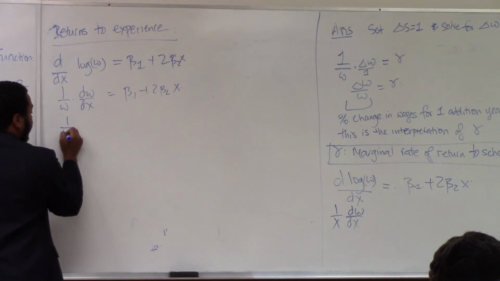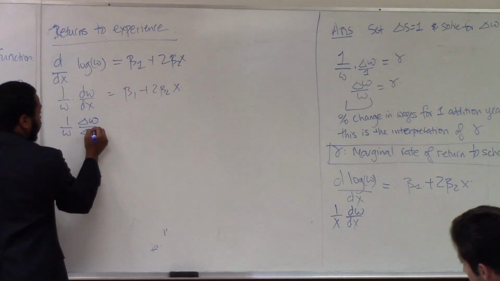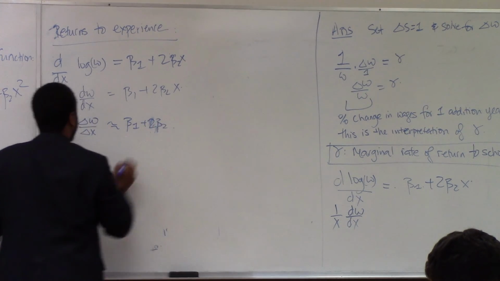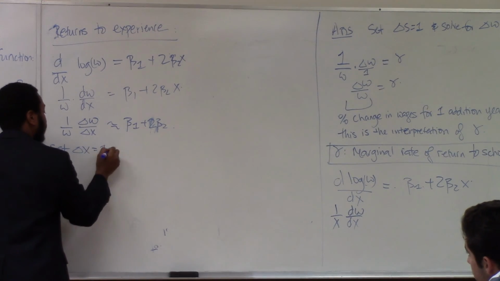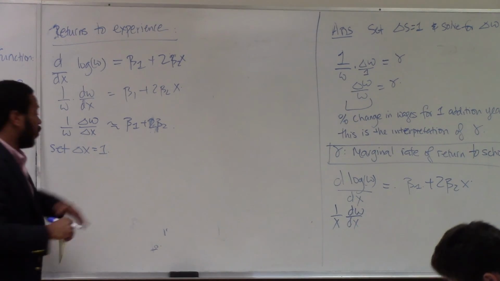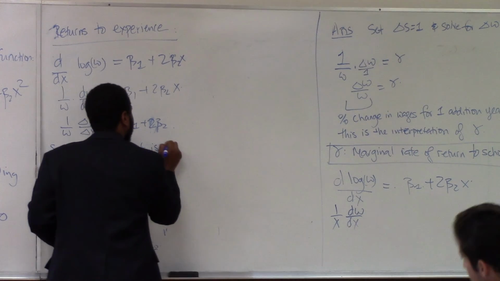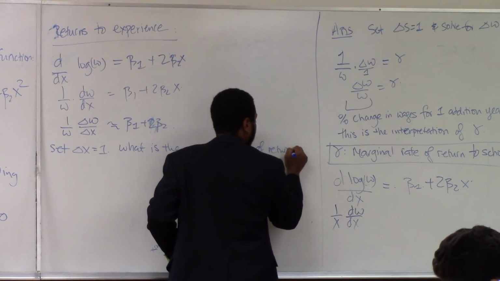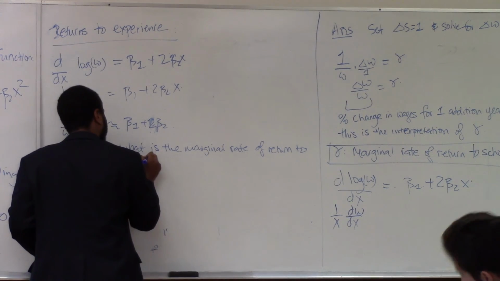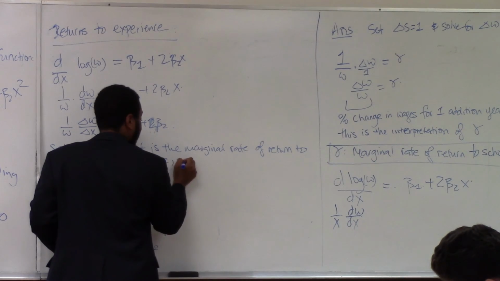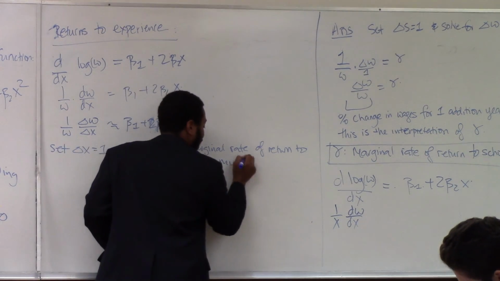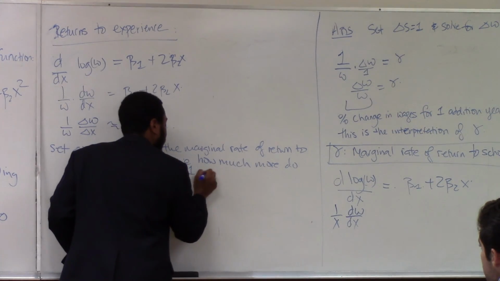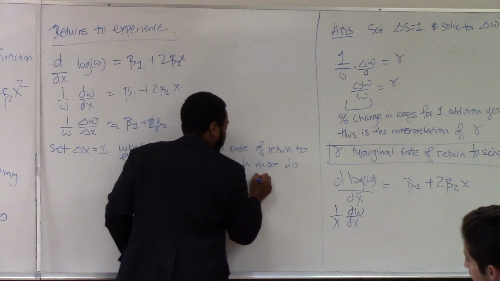And we can say that this is approximately 1 over w, the incremental change in wages over the incremental change in experience, is equal to beta 1 plus 2 beta 2 x, right? And if we set delta x equal to 1, what we're saying is, what is the marginal rate of return to experience? That is, how much more do you earn with 1 additional year of experience?